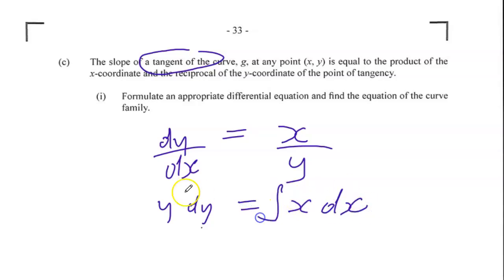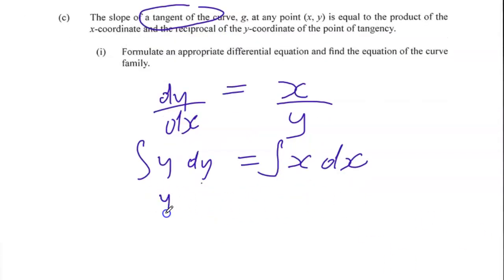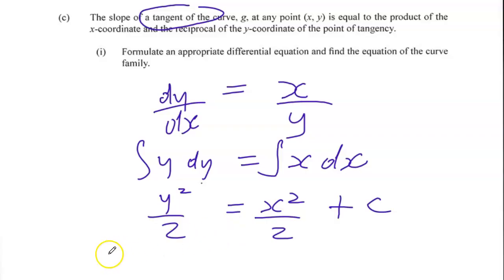And we can integrate both sides, right? If we integrate both sides, y squared upon 2 is equal to x squared upon 2 plus c. So this would be the equation of the curve, right?